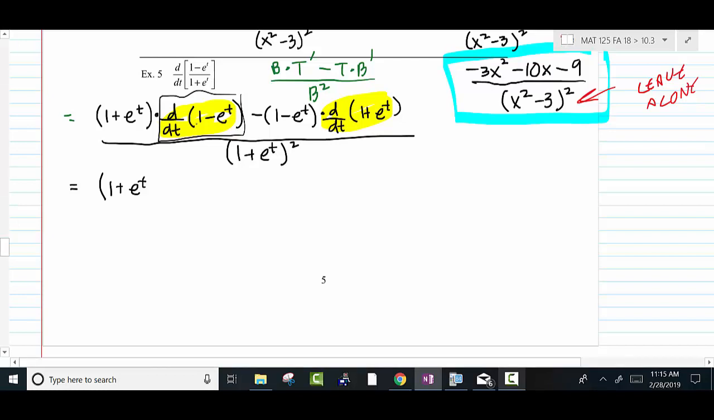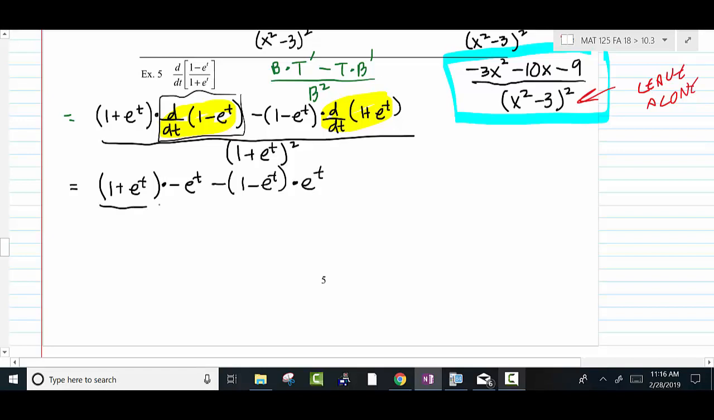The derivative of 1 is 0. You have that negative. The derivative of e to the t is itself. So good. I'm going to write that as times negative e to the t. Don't forget about the negative. Then the rest of the problem, we would still have the 1 minus e to the t. And what's the derivative of 1 plus e to the t? E to the t. Okay.